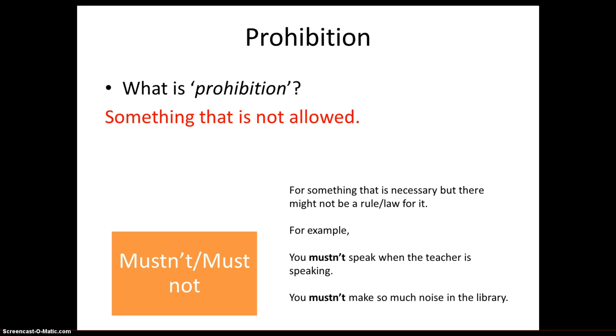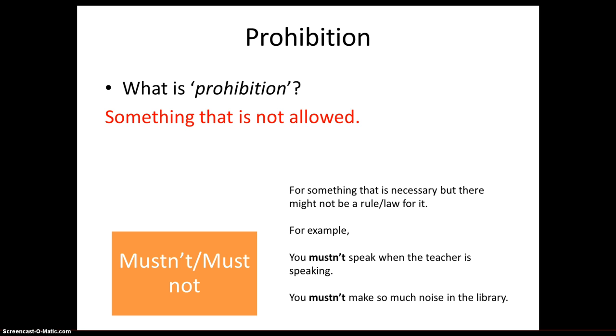How about the other one? Must not. It is for things that you should not do, but not necessarily because there is a rule or a law for it. For example, you mustn't speak when the teacher is speaking, because of politeness. You mustn't make so much noise in the library because you will disturb the other people reading books. So this is not as strong as can't or cannot, but it has a similar meaning, just that there might not be a rule or a law for it.